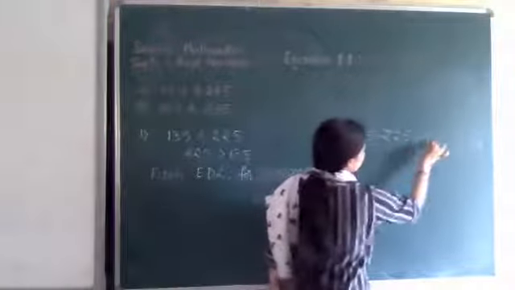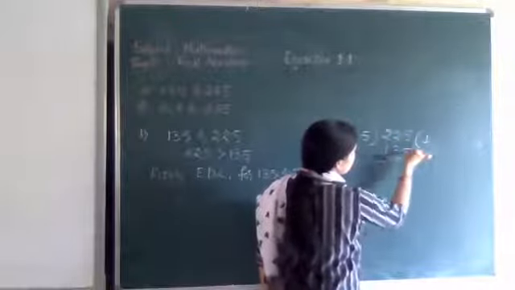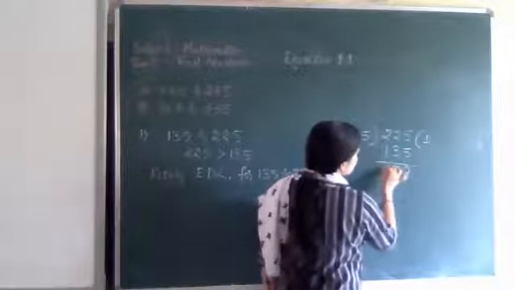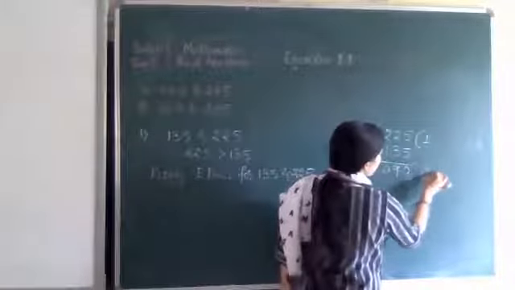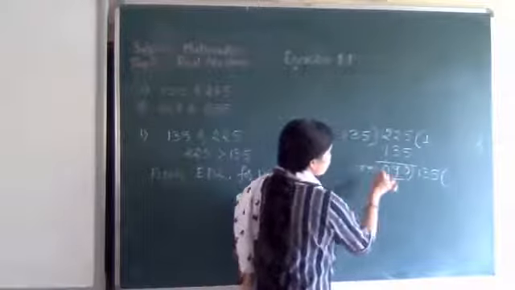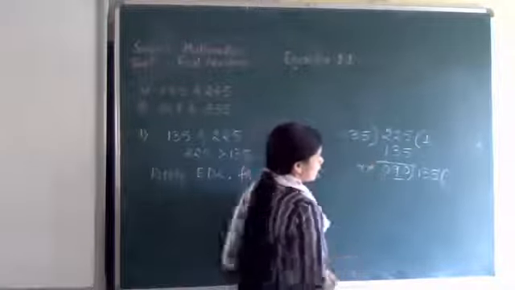135 into 225 is 1. 135. 5 minus 5 is 0. 12 minus 3 is 9, so we get 90. Here, we didn't get R as 0. So, again we will apply Euclid's division lemma for 135 and 90.